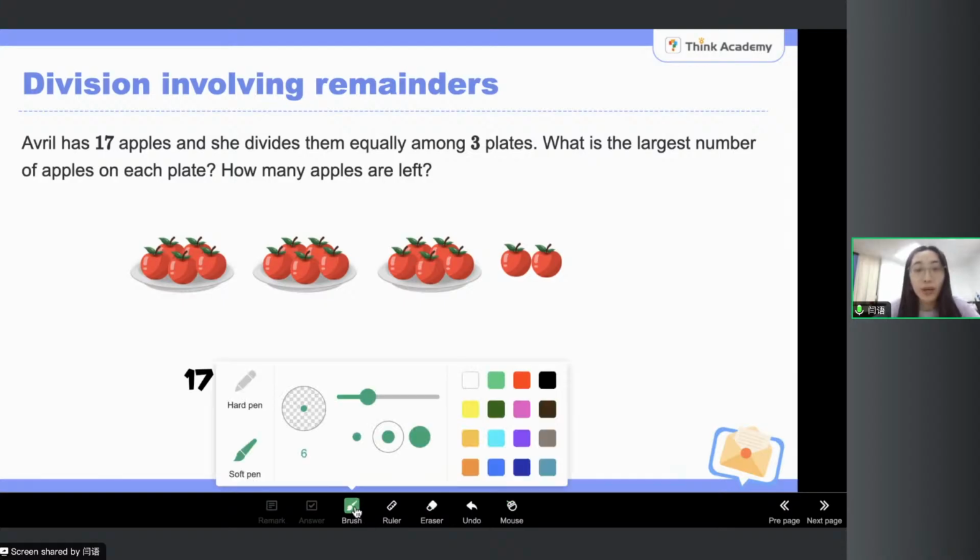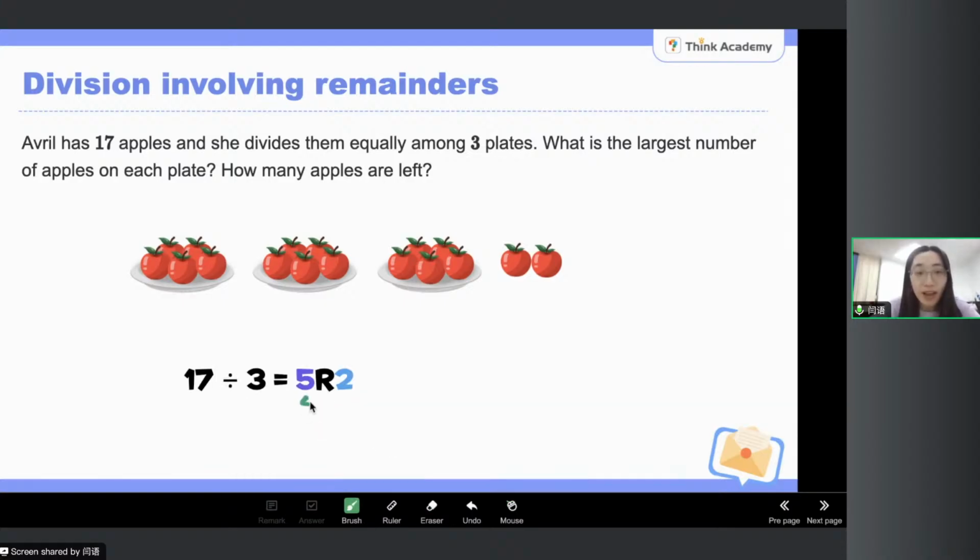Now let's have a look at what is the meaning of 5. 5 means there are 5 apples on one plate. And what is the meaning of 2? 2 means there are 2 remainder. Okay, there are 2 remaining apples. Following this, again, pay attention to the meaning of each number when it comes to division involving remainders. 5 is for each group has 5. 2 is for the remainder part.